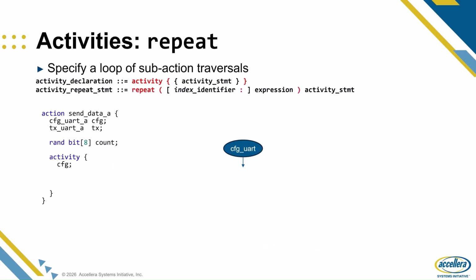The repeat statement gives you loops in your activity. You specify an iteration count and the body executes that many times. So we repeat the TX action count times, and the width constraint lets us traverse a random sized burst of transmit operations, each sending a different byte value.